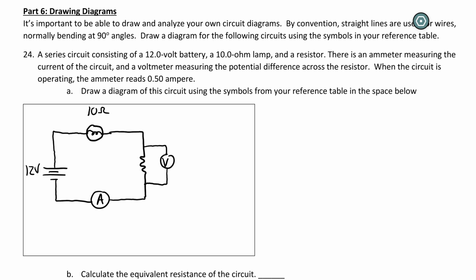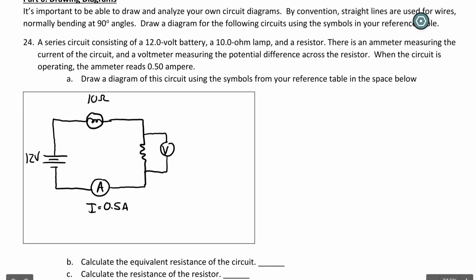When the circuit is operating, the ammeter reads 0.5 amps. So I is equal to 0.5 amps. And that's super useful because it's a series circuit. So we know the current everywhere is 0.5. Even through the lamp, it's 0.5 amps. And through the resistor, we also know the current is 0.5 amps. Nice. It says draw a diagram of the circuit using the circuit symbols.